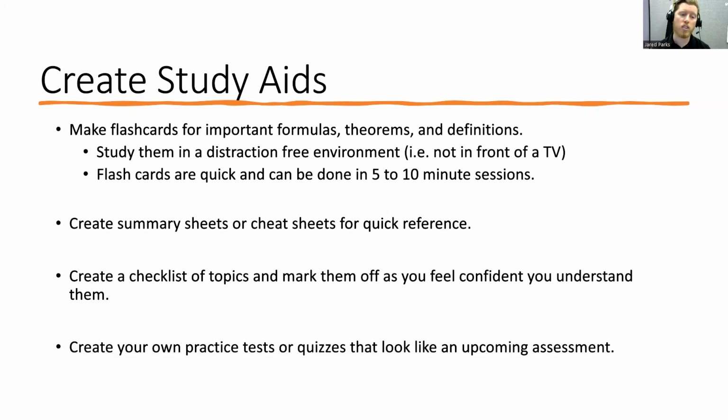And then a big one is creating your own practice tests or quizzes that look like an upcoming assessment. If you know you've got a 20 question multiple choice test, you should be making yourself 20 question multiple choice practice tests.